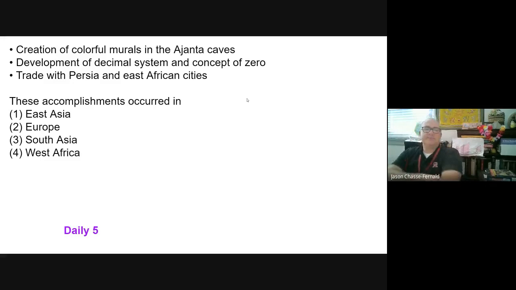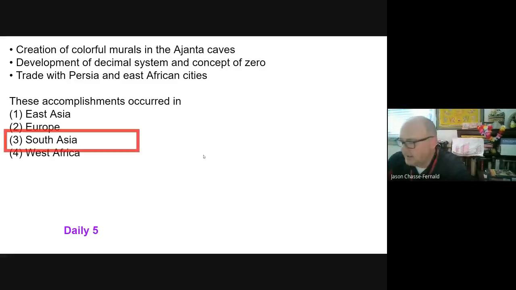Second question. Creation of colorful murals in the Ajanta caves, development of decimal system and concept of zero, trade with Persia and East African cities. These accomplishments occurred in, so go ahead and take a moment and look. All right, so hopefully you got South Asia as the correct answer there.